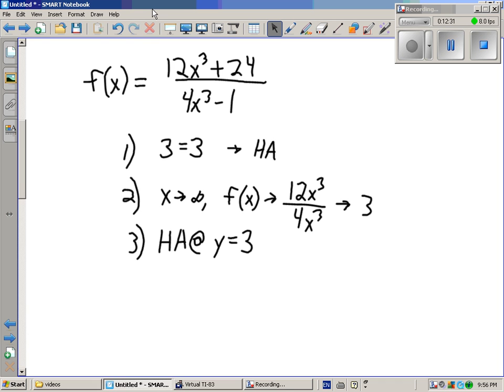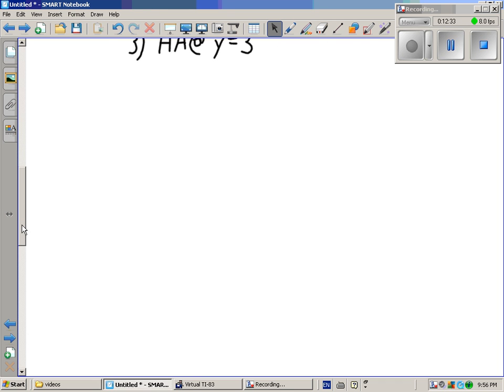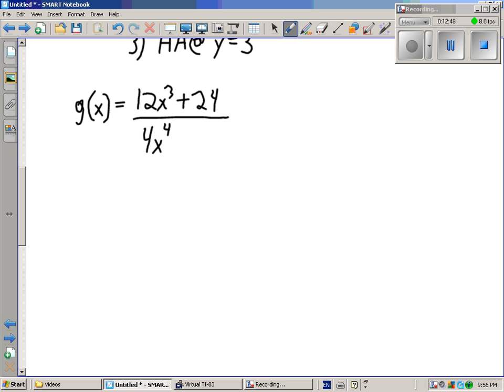Okay, next up, I'm going to call this one g of x. 12x cubed plus 24, so same numerator. All I'm going to do is add another power on the denominator, 4x to the 4th minus 1. All right, so check. First thing we do is we make sure the power on the bottom is greater than or equal to the power on the top. 4, that is definitely greater than 3. So we have a horizontal asymptote. All right.